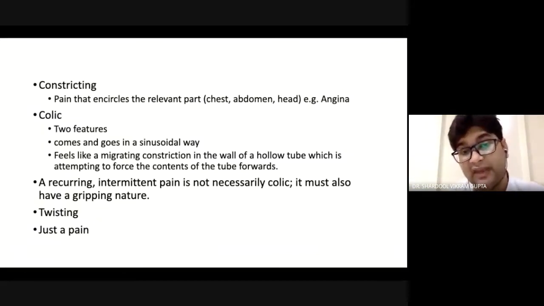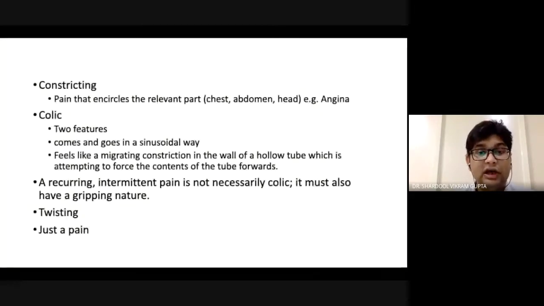The character of pain is constricting, and patient is not even telling that I have pain. So you have to demonstrate the character of the pain very carefully. Or another one is colicky. Do you know what are the two important parameters of a colicky pain? What are the two important features?